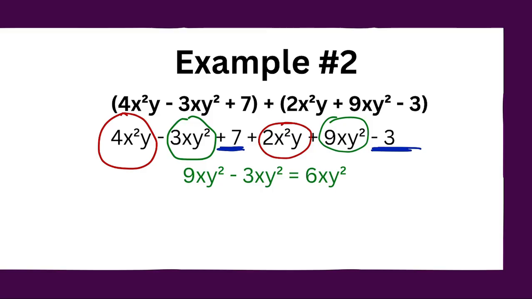So I solved that set of like terms. Now I'm going to go to another set of like terms, and that would be 4x to the power of 2y minus 2x to the power of 2y. I'm going to simply solve it, and I'm going to get 2x to the power of 2y. Okay, so now we're going to go on to our last set of like terms, and this would be 7 minus 3, and when I do this, I actually get 4.